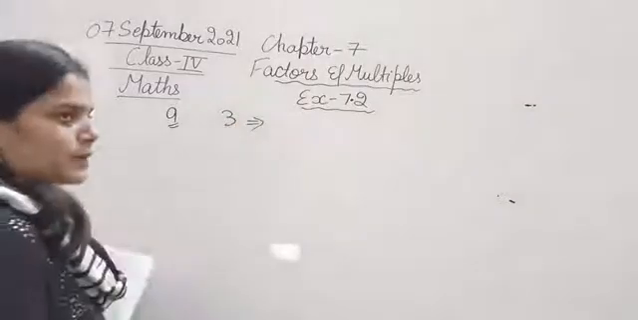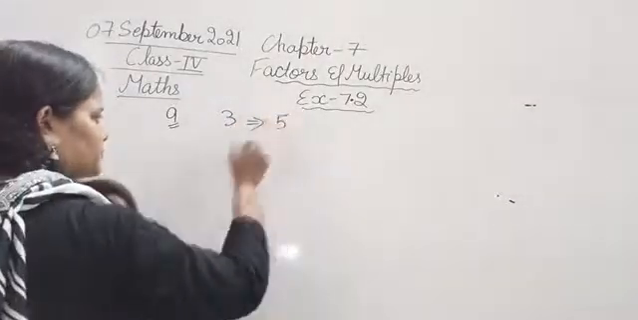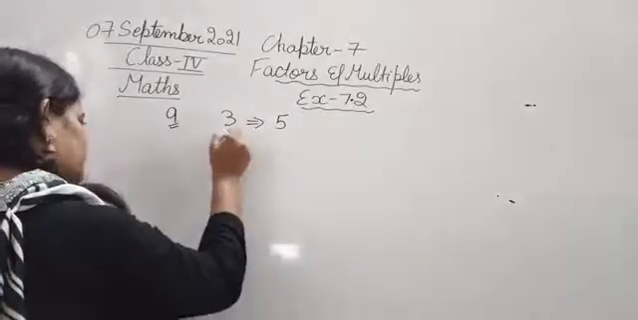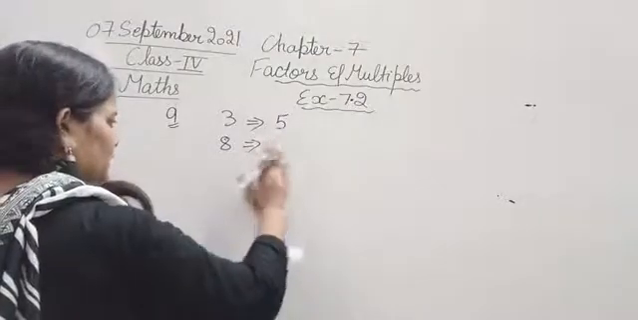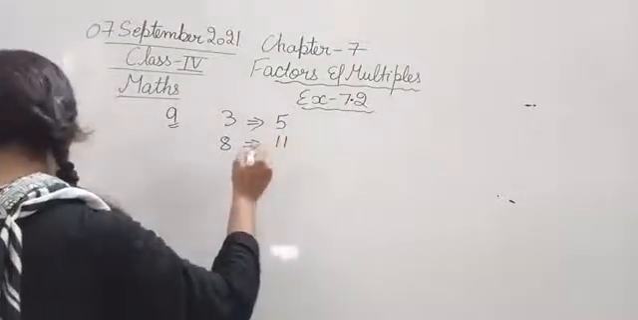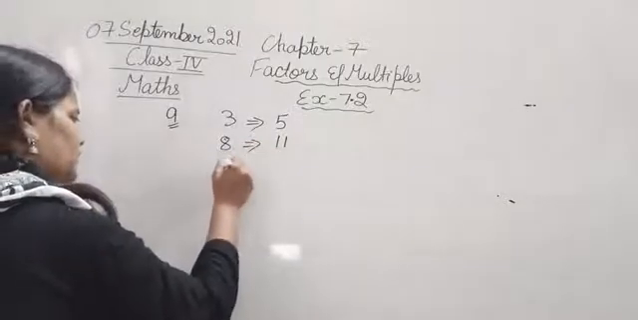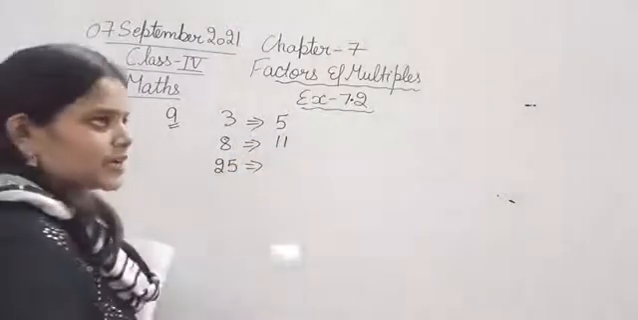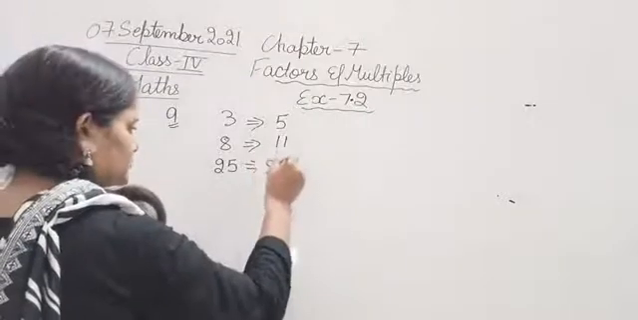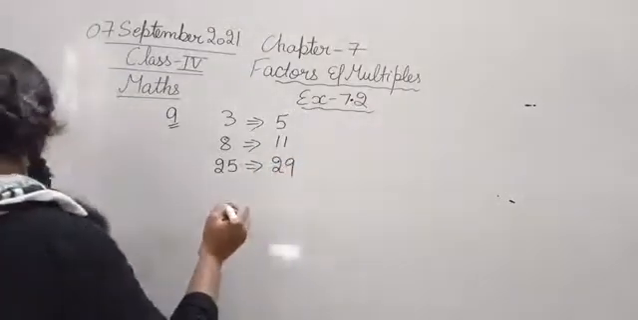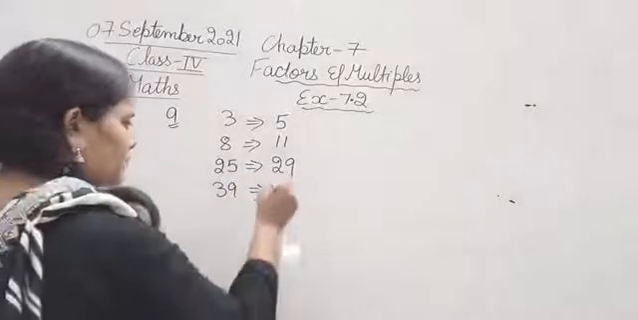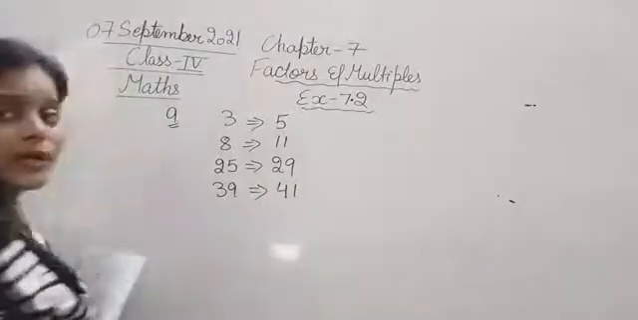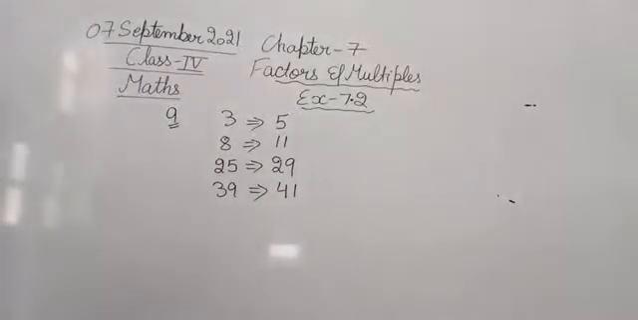Simply tell the next prime number after 3. What will be the next prime number after 3? That is 5. After 8, the next prime number is 11, because 10 is not a prime number. After 25 it can be 29. Next 39, then it can be 41. Keep writing like this in front of each number and you will get the answer.